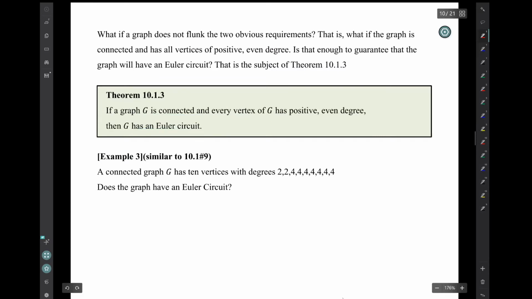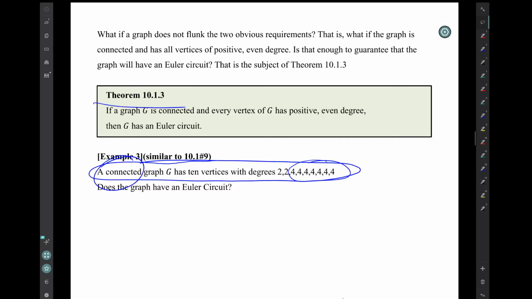So for example, suppose it's known that a graph G has 10 vertices with degrees 2, 2, and then all the remaining 8 vertices have degree 4, and that it's known that the graph G is connected. Does the graph have an Euler circuit? Well, yes, theorem 10.1.3 says so, but we should be very clear in our explanation. We should say something like this.